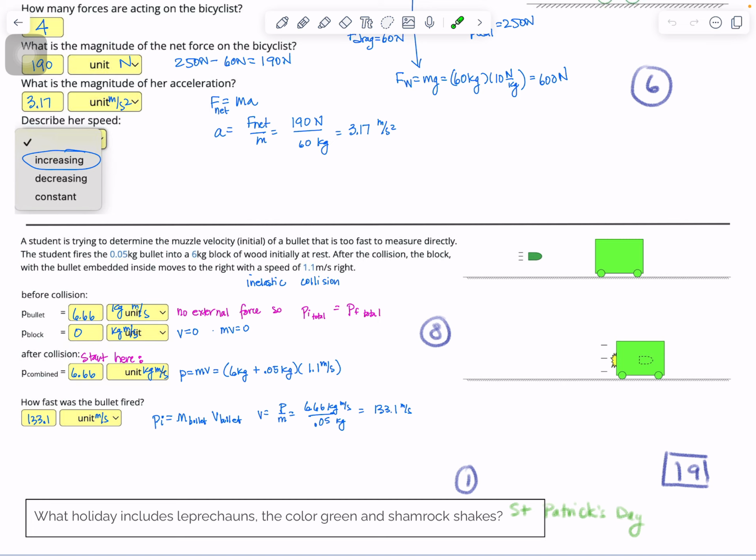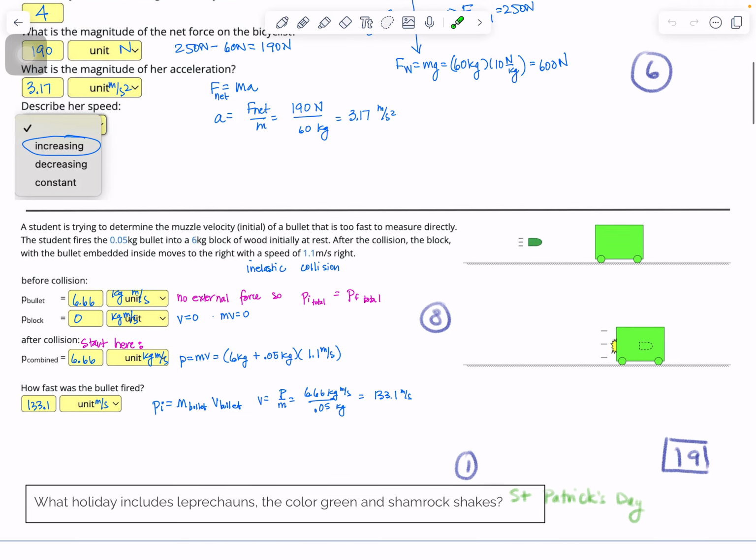And then in order to find out how fast the bullet was fired, the momentum is mass times velocity, so I solve for the velocity. So I've got 6.66 divided by 0.05 kilograms. And so that means the initial velocity of the bullet was 133.1 meters per second.